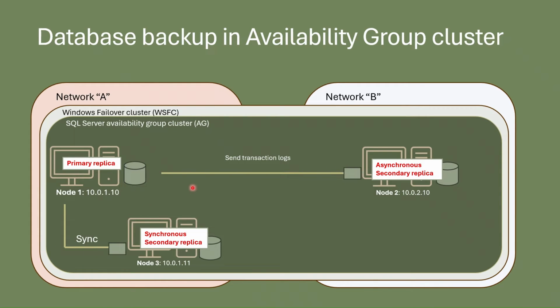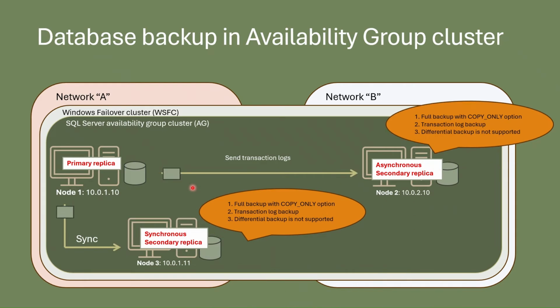When you take backups from secondary, you can take full backup with copy only option. Only copy only option. This means full backups in secondary do not impact log chain, right? If you understand what is copy only. You can take transactional log backup, but differential backups are not supported. You can take any backup when it comes to primary, okay? So, considering these limitations with secondary replica, you have several options with plus and minus points.